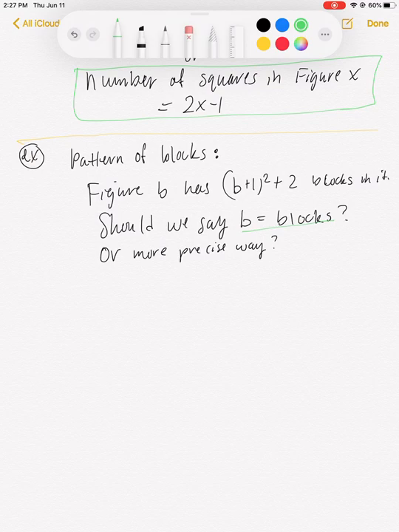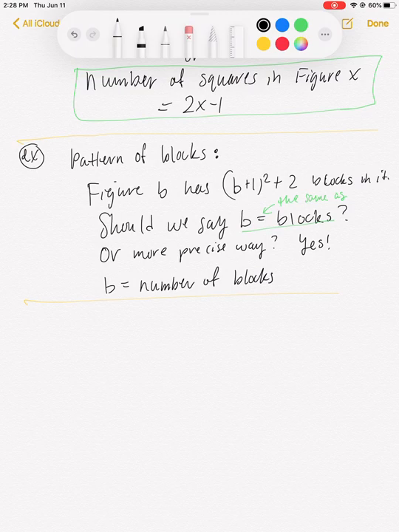Well, b is a variable. Equal means the same, right? So equal means the same as. So technically, blocks are not a letter. Blocks are an object. Okay? So there is a more precise way, and what we want to say is that b, so yes, b is equal to the number of blocks. Okay? So variables are numbers. They represent numbers. Okay? Let's take another look at another example.